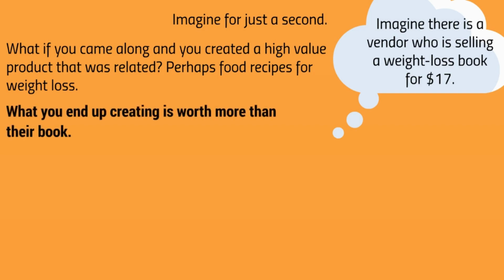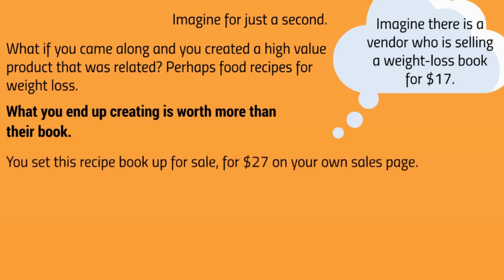And let's say you do that. What you end up with is a book or a video that is worth more than their book. So in this case, you can set the recipe book up for sale on an actual sales page for $27, when somebody is selling a $17 book or something lower. Basically, you want to make sure that your high value product is either double or a little bit more money than what they are selling, because it's going to get the vendor to more likely say yes.